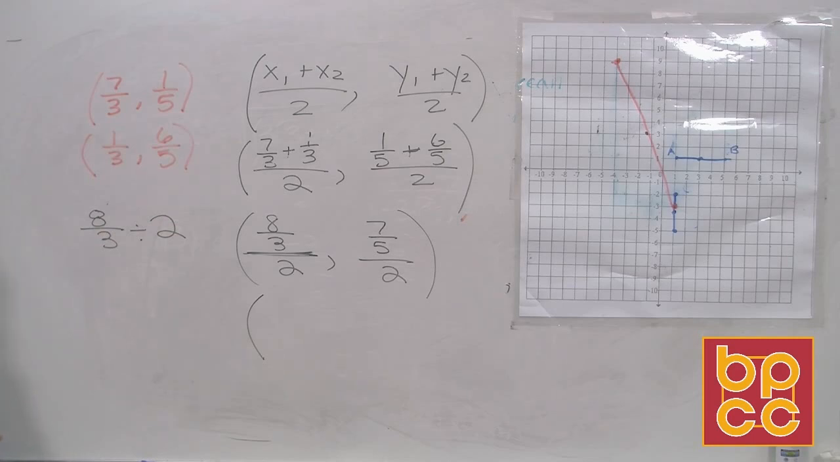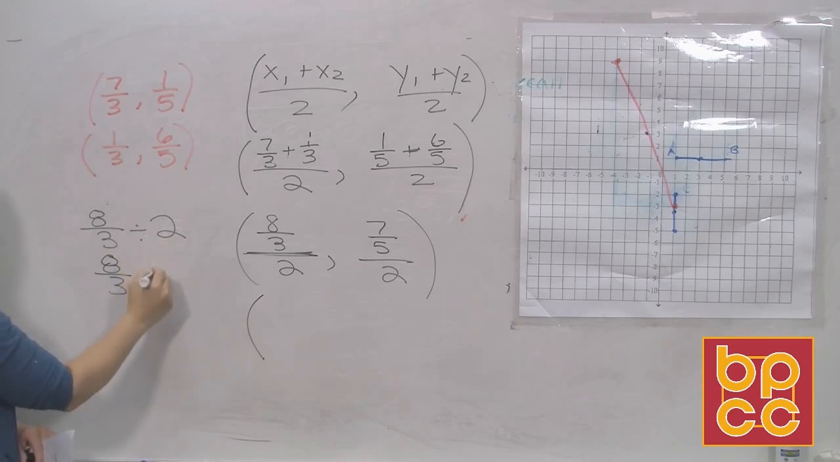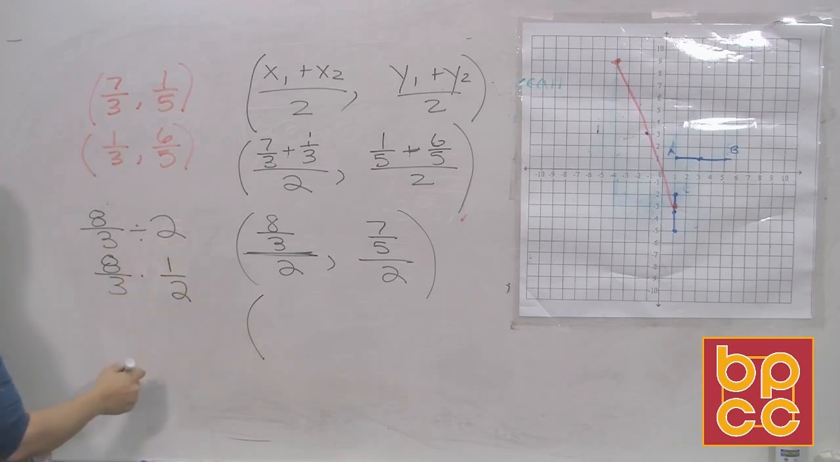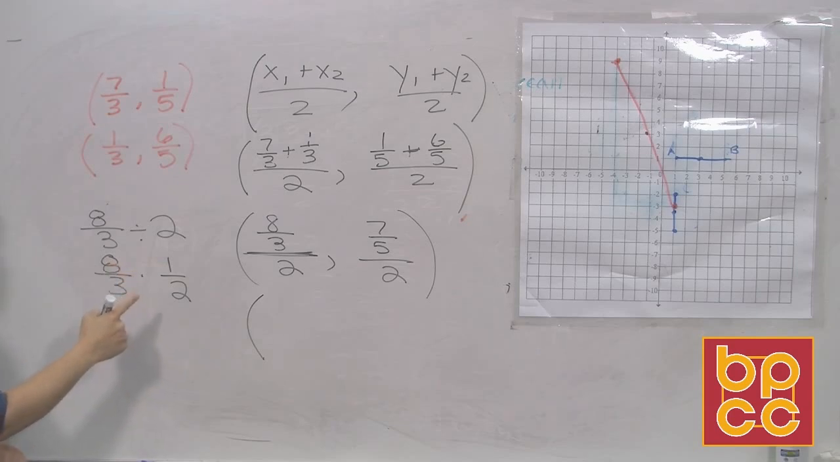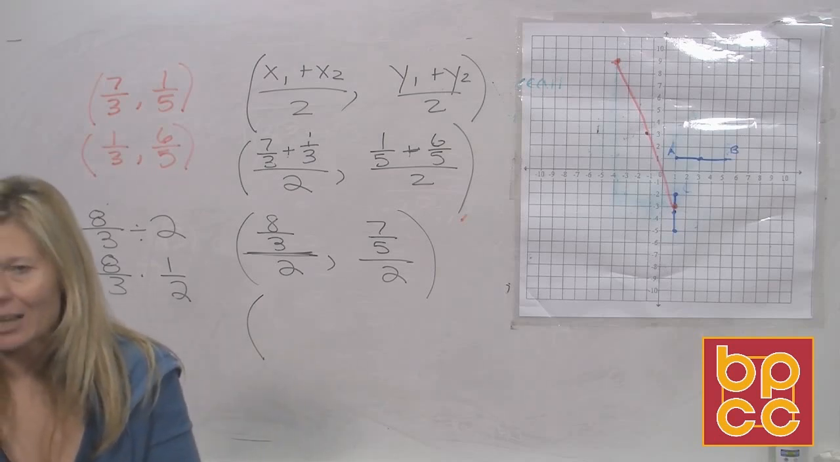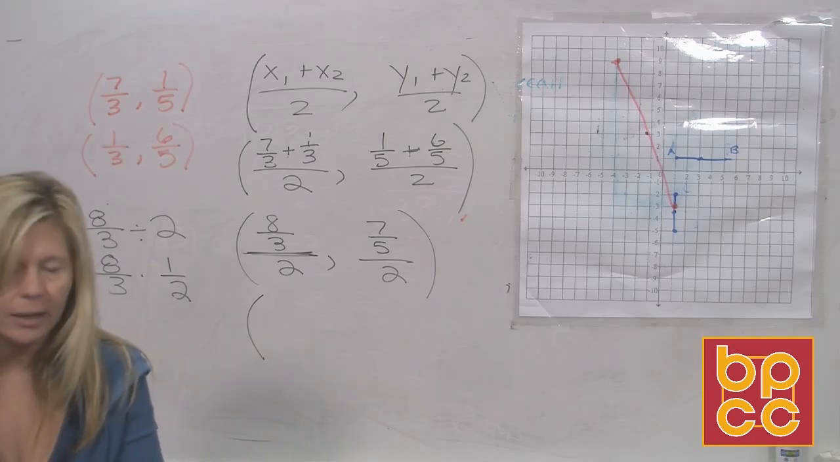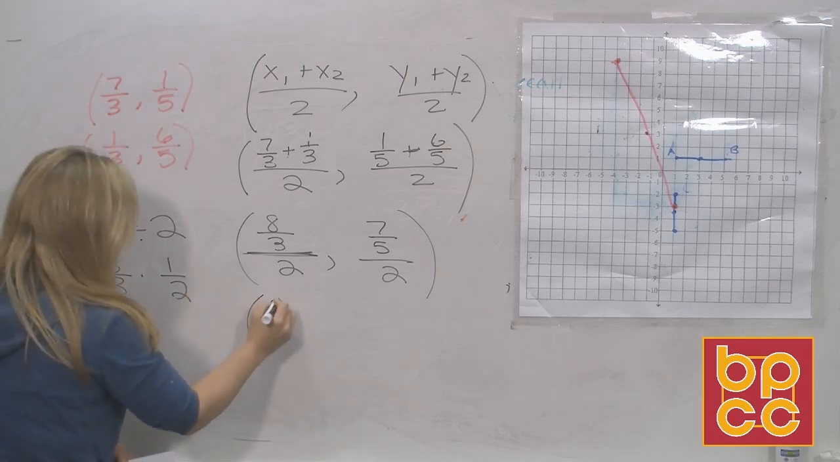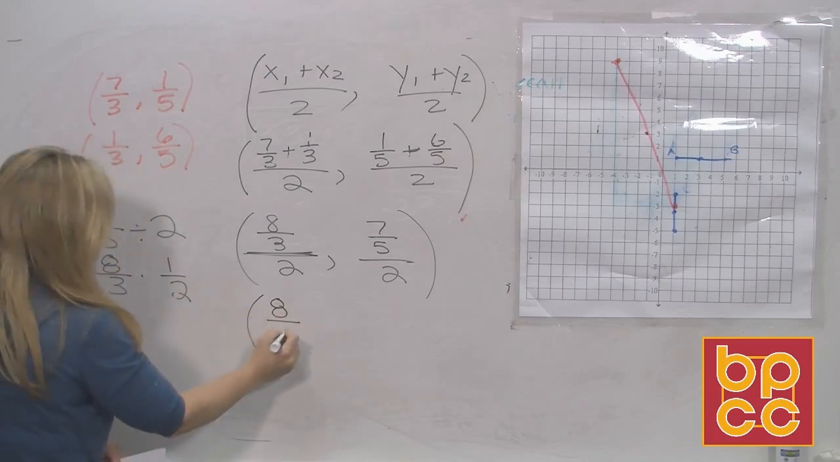We've already learned this. You don't divide fractions. Instead, you multiply by their reciprocal. What is the reciprocal of 2? 1/2. So 8/3 times 1/2. Multiplying fractions is no problem. Top times top, bottom times bottom. To multiply, things do not have to be alike. You don't need an LCD to multiply. So you do 8, and 3 times 2 is 6.